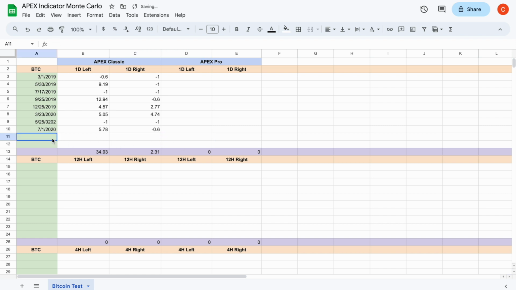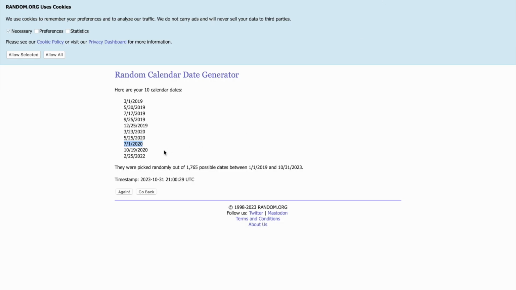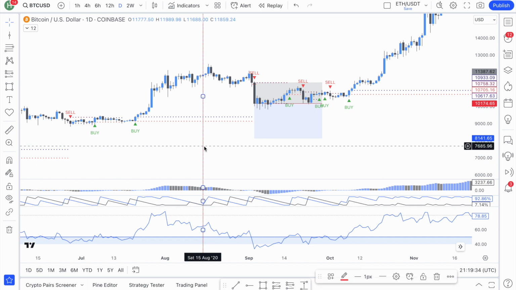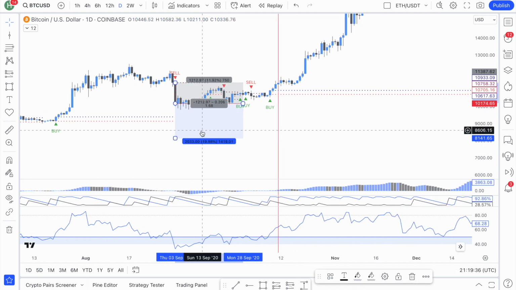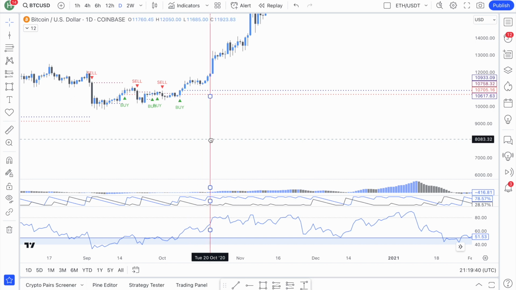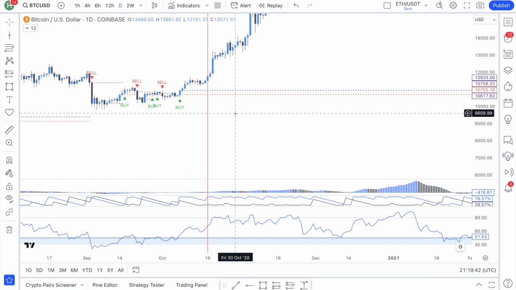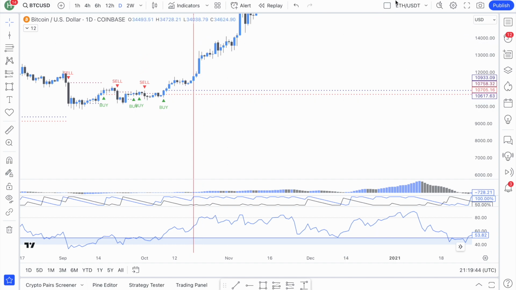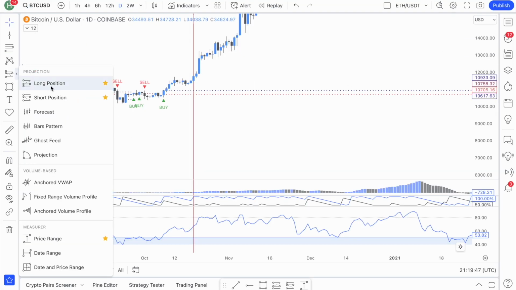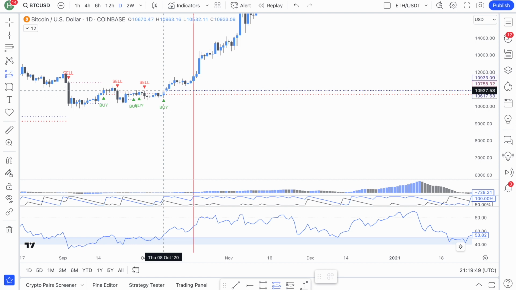All right, and so we'll go on to the next one, and that is October 19th, 2020, right? October 19th, 2020. All right, so here, that's right, right? Okay, yeah. Just making sure. So your long position here to the left side.